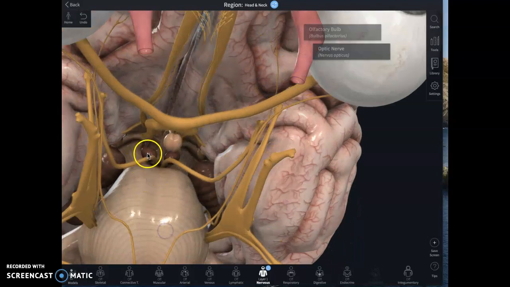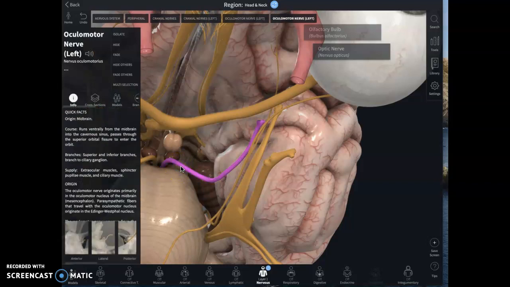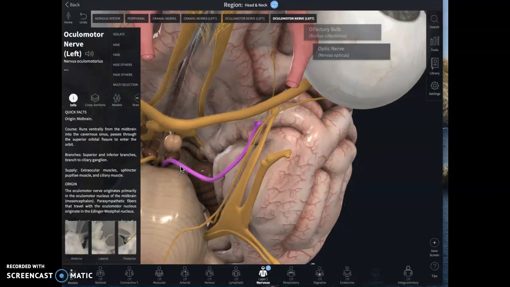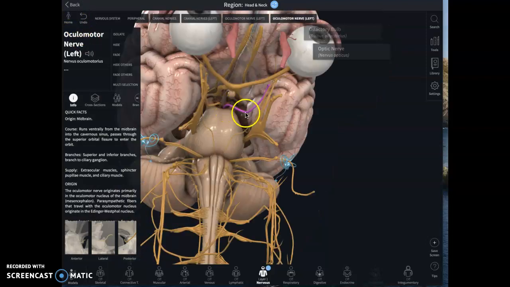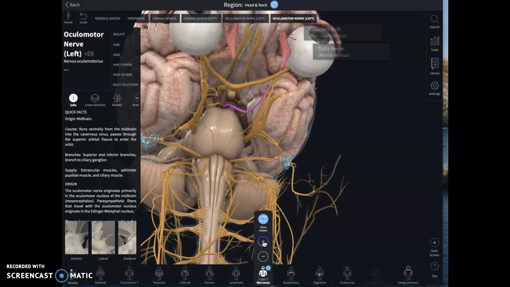There's the mammillary bodies, aren't they cute? There's the pituitary, it's cute too, I guess. Olfactory, optic, oculomotor. So let's zoom out a little bit now. Too far. So here's the oculomotor exiting out, and it's going to actually have several branches.